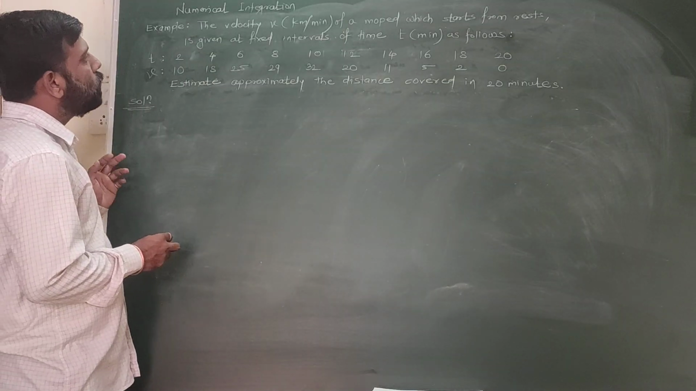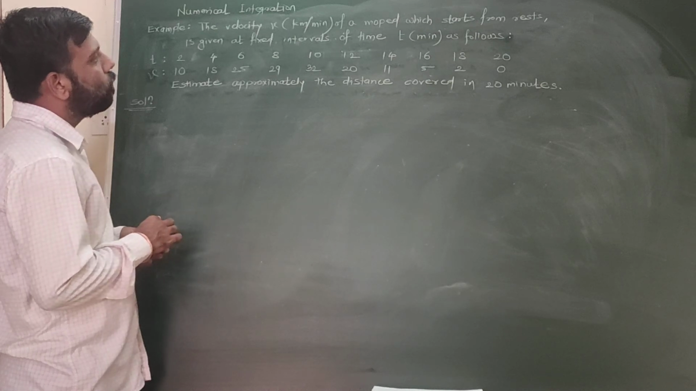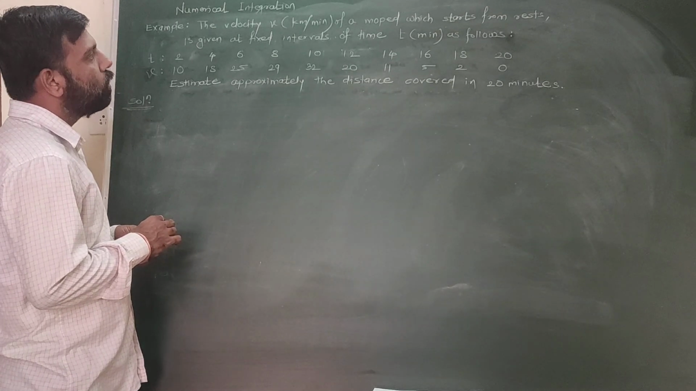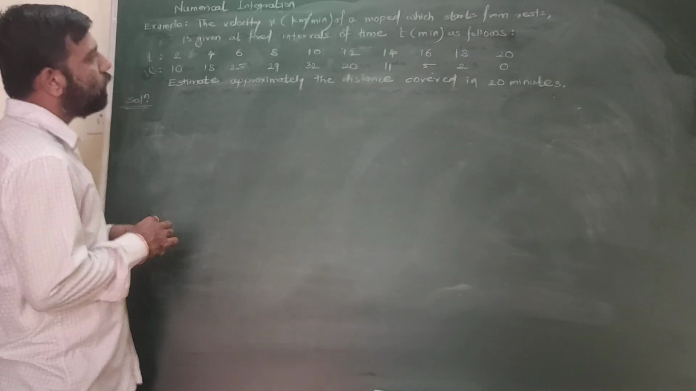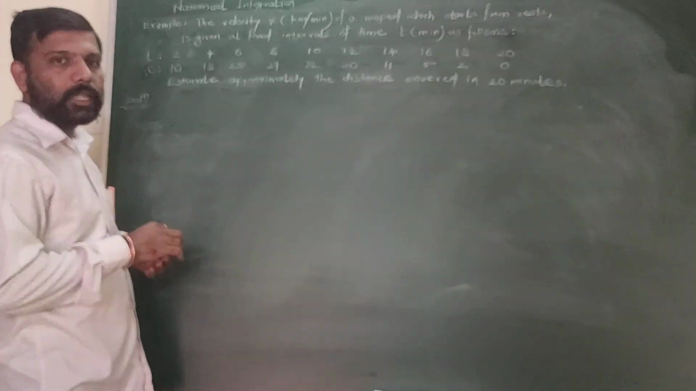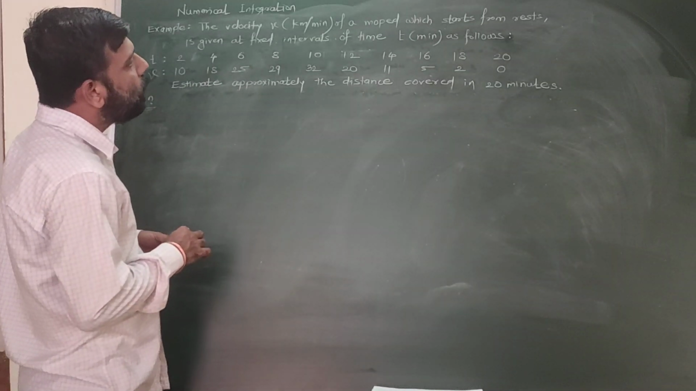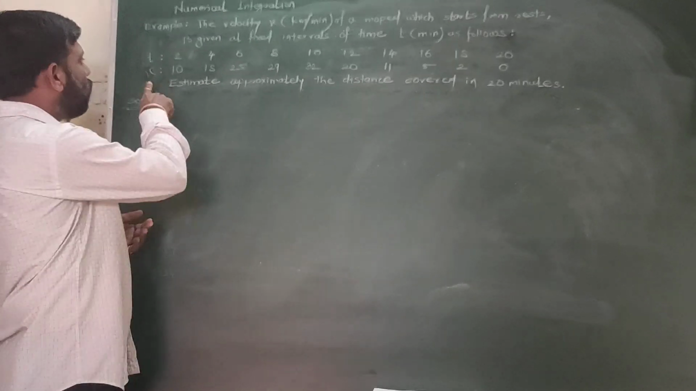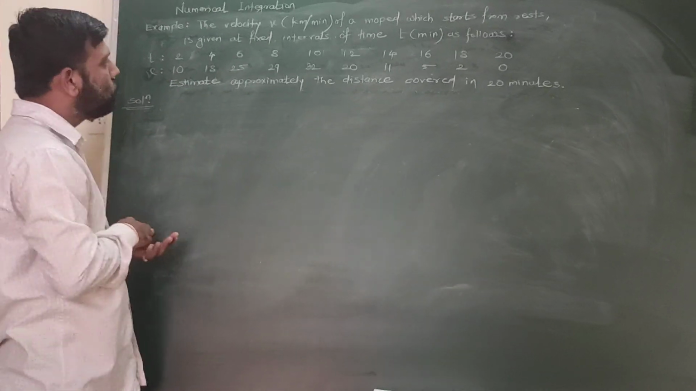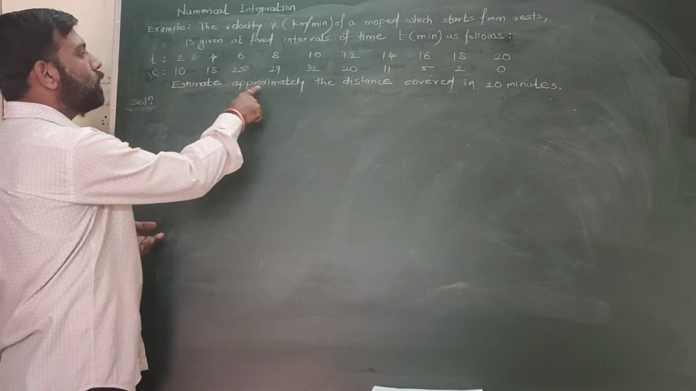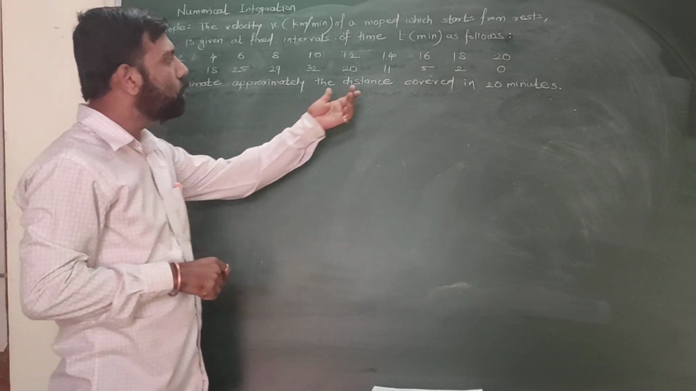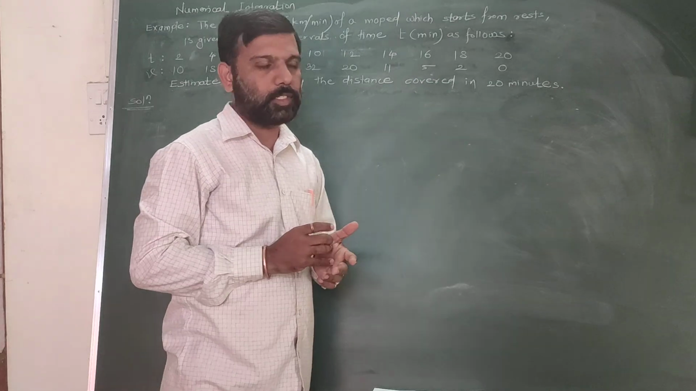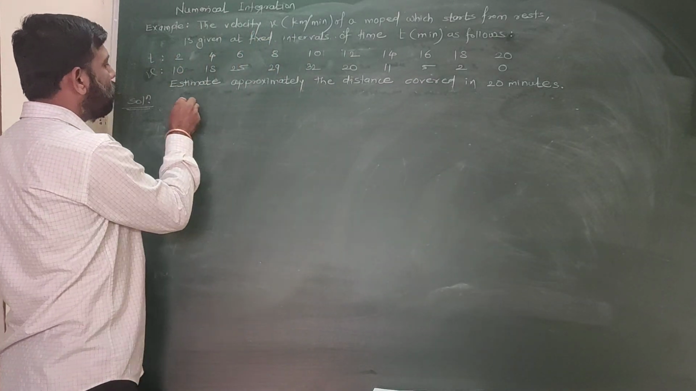So this problem is related to the applications of Simpson's rule. The question is: the velocity v in kilometers per minute of a mop which starts from rest is given at fixed intervals of time t in minutes as follows. This is the time period in the first row and velocity in the second row. Estimate approximately the distance covered in 20 minutes. So this is our question.